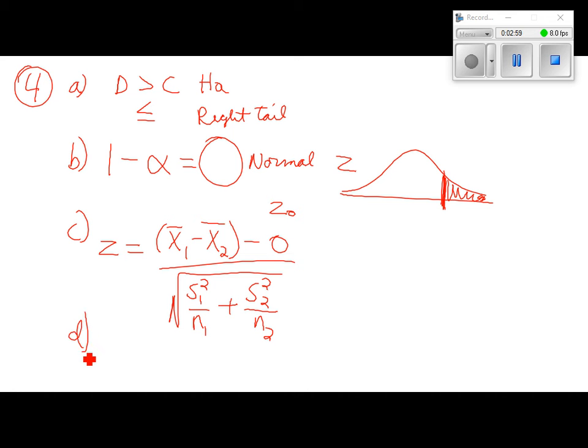Letter D, once you find this Z score, you just check to see where it falls over here in the graph, and that'll tell you whether to reject or fail to reject.